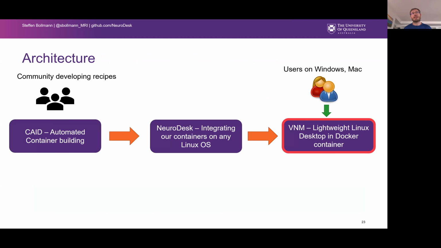Now, one problem is that not every user has a Linux machine or access to HPC or access to CVL. So we wondered, can we help these users as well? So what we built is a single Docker container that contains a full Linux desktop that has our NeuroDesk installation fully installed. And with this, we enable the whole setup on Windows and Mac by just using a single Docker container.